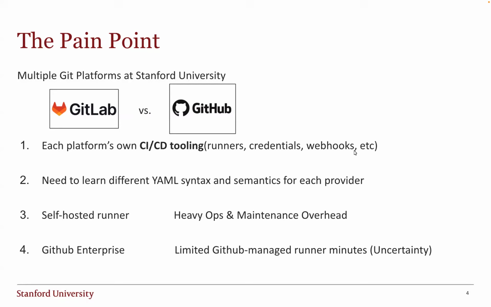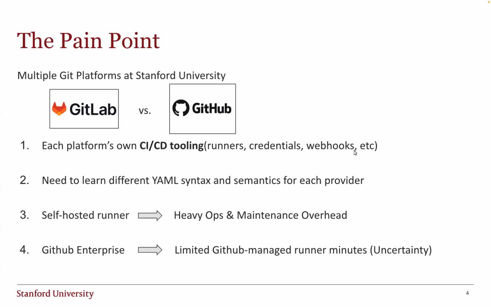The problem is each platform has its own CI/CD tooling, meaning that it has its own runner system, its own credentials management, webhooks, and so on. So even though they started using GitLab or started using GitHub, if they start using both of them, then they have to manage two different CI/CD tooling. The second one is based off of the first one. They need to actually learn different YAML syntax and semantics for each provider if they want to utilize this CI/CD tooling for different providers.